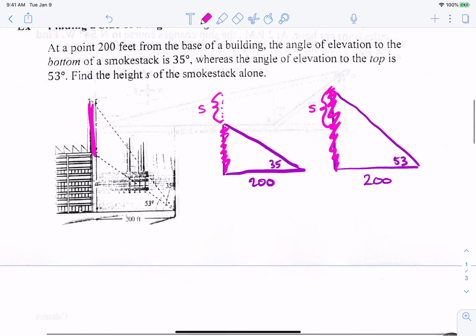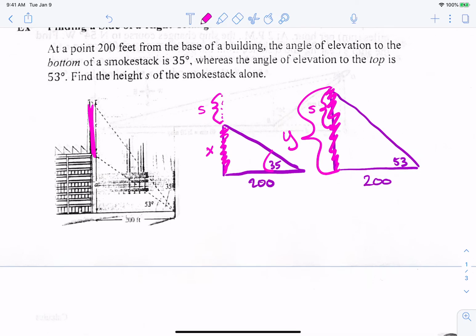Okay, so 35. Let's call this one X, and let's call this one Y. X is opposite, and 200 is adjacent, so we're going to use tangent. Tangent 35 equals X over 200. Then multiply by 200.